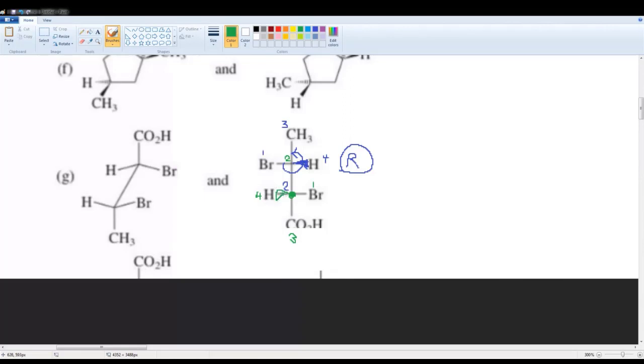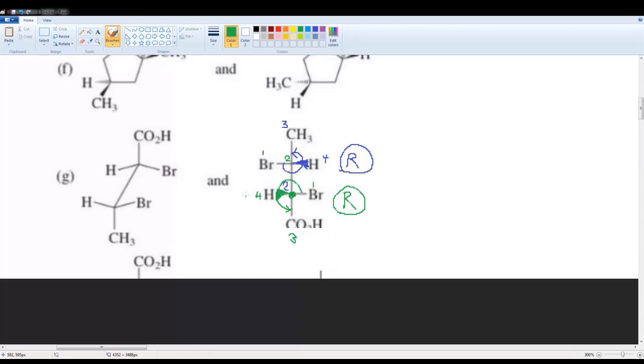Once again, this is wedged because it's going out to the side in a Fischer projection. So the bromine, number 1, 2, 3. This looks like it's counterclockwise, but because the hydrogen is coming out wedge, that's going to flip this to R as well. Counterclockwise is usually S, but hydrogen is out in front, so this is going to be R as well.